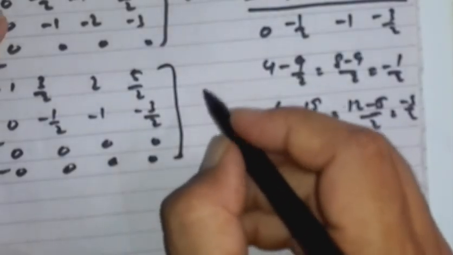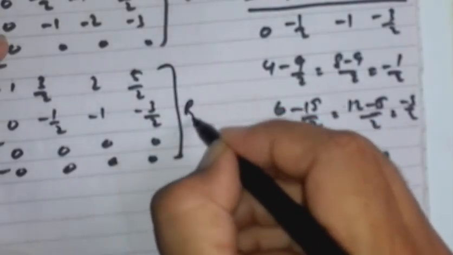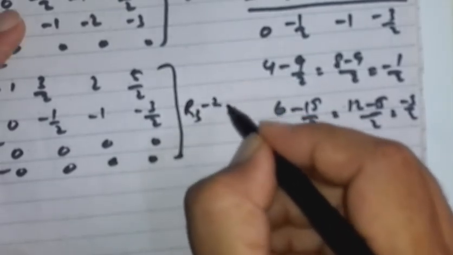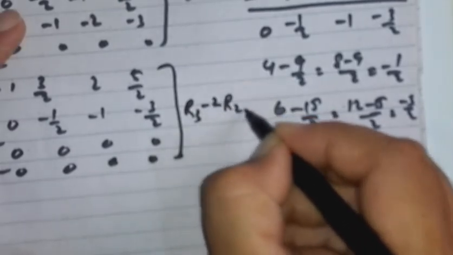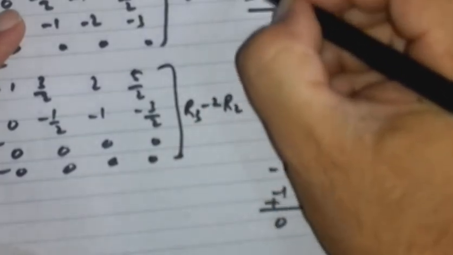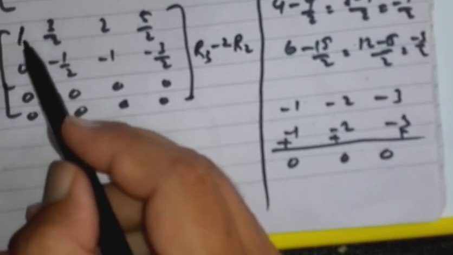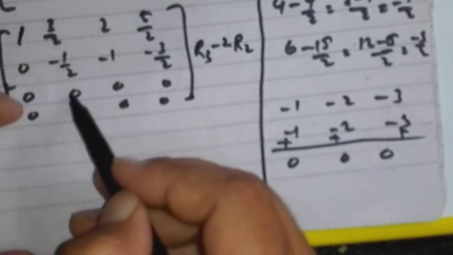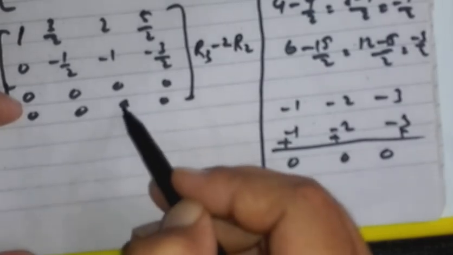How? R3 minus 2 times R2. Now look here, here is 0, and now here are 2 0 and here are 3 0. So this is the required echelon form.